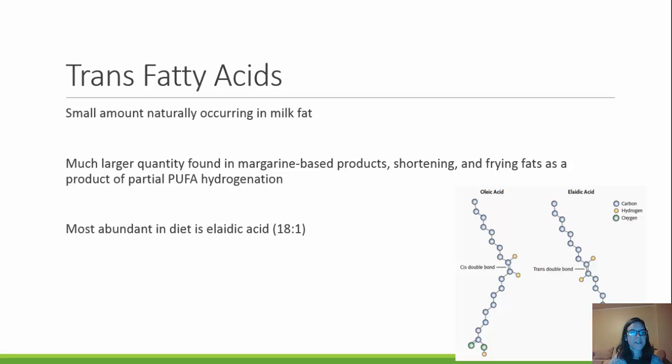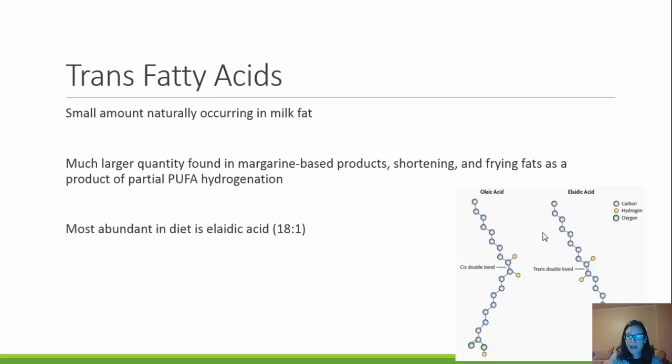So then we have our trans fatty acids. There is a small amount of trans fatty acids that we find naturally in the diet, but usually they're more chemically derived from hydrogenation of PUFAs or MUFAs. And the most abundant trans fatty acid we find in the diet is elaidic acid. I think I said that one right.